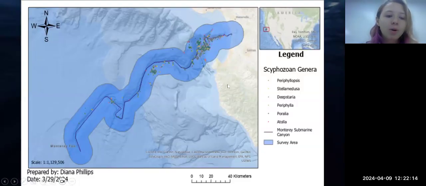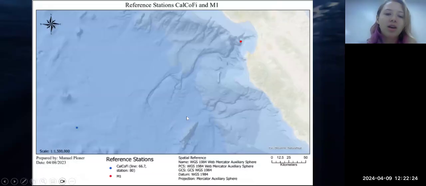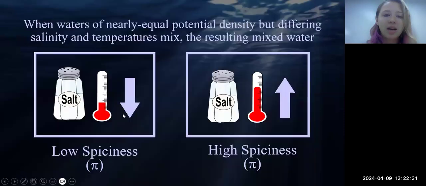So utilizing a different program called GIS, I was able to plot them spatially so that I could see where each of those genera were located within my survey area. And my survey area was 1 kilometer around the canyon. I also utilized two sites to be able to look for my spiciness.